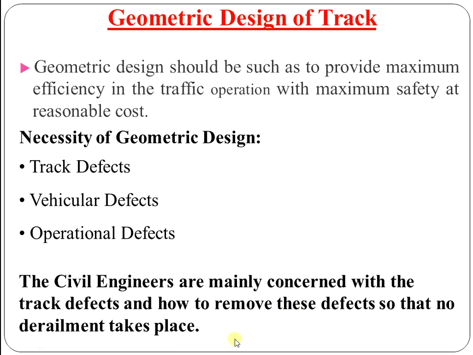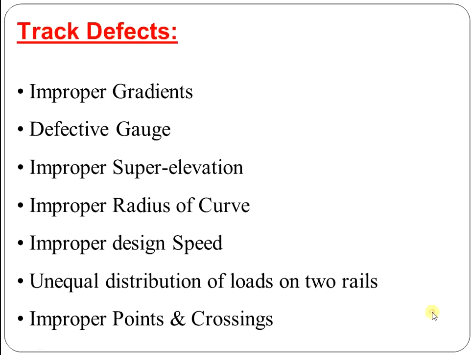It plays an important role in the geometric design of the track to find out the track defects and resolve them in minimum time for smooth conduction of the rail traffic. Next point, track defects. First is improper gradients, second defective gauge, third improper superelevation, fourth improper radius of curve, fifth improper design speed, next unequal distribution of loads on the two rails, and improper points and crossings. These are the defects that occur in the track.